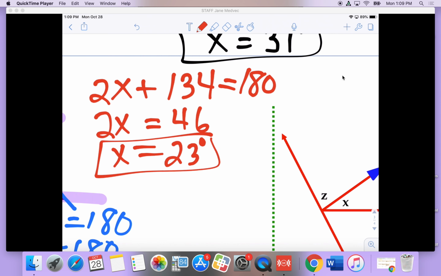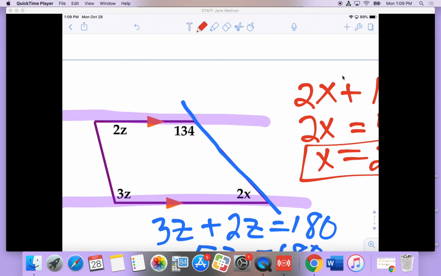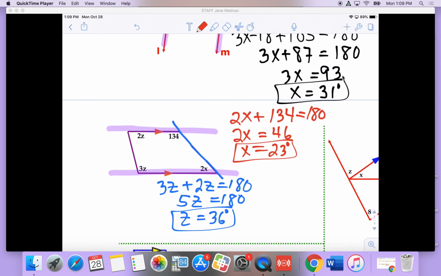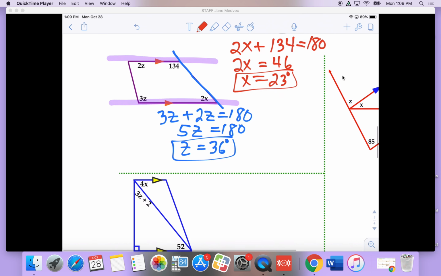So once you see those relationships, things will start making more sense. Again, if I were you, I would take these, I'd extend those parallel lines a little bit longer. I'd extend that transversal a little bit longer. If you have to take another sheet of paper and put that over the top and trace it, then that's what I would do. Okay. Questions on this? All right, let's move on.